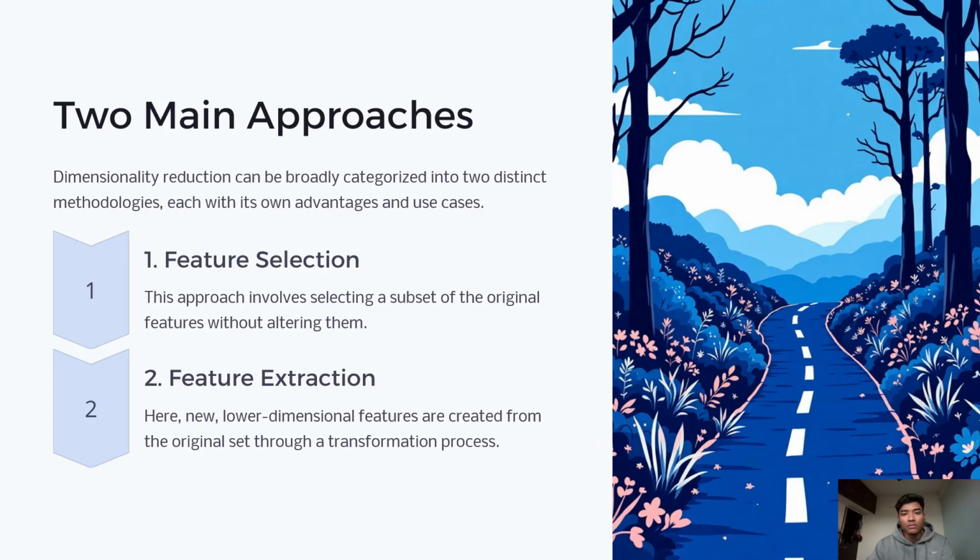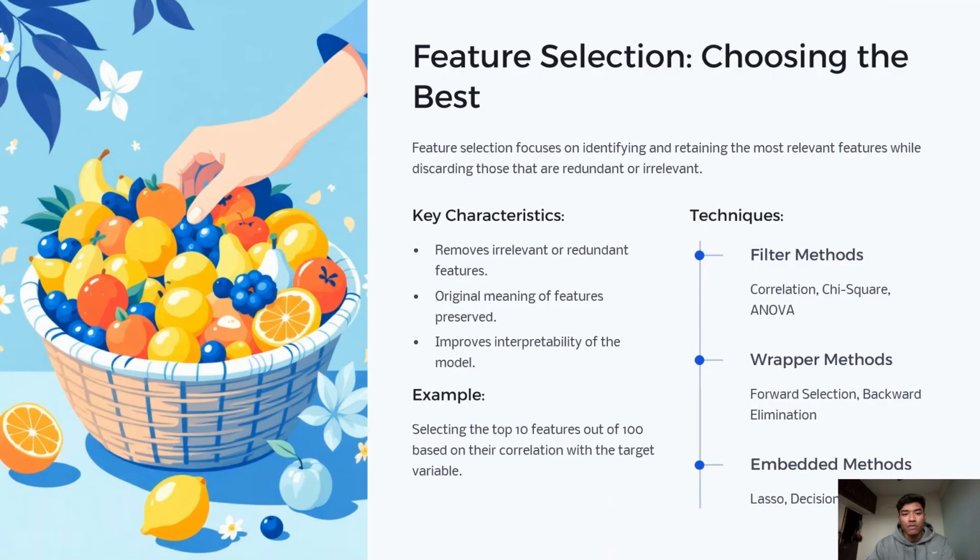Feature selection. Choosing the best. In feature selection, we pick a subset of the original features. The meaning of each feature stays the same. Nothing is changed or transformed. It helps remove noise, improve interpretability, and speed up training. Some methods include filter methods like correlation and chi-square, wrapper methods like forward selection and backward elimination, and embedded methods like lasso and decision trees. Example, from 100 features, selecting the 10 most relevant ones.